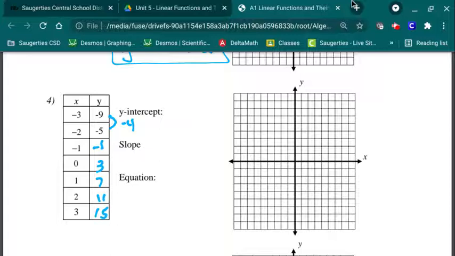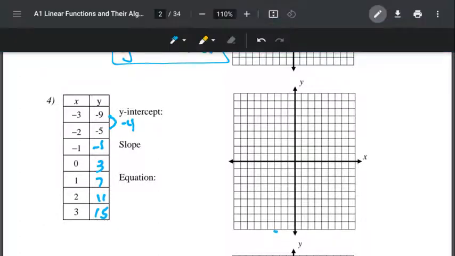Now I'm only going to plot the first 2 points because that's all I want to plot. I always like to get the y-intercept, so I'm just going to plot our y-intercept, 0, 3. The y-intercept is always on the y-axis where x is 0, so our y-intercept is 3.